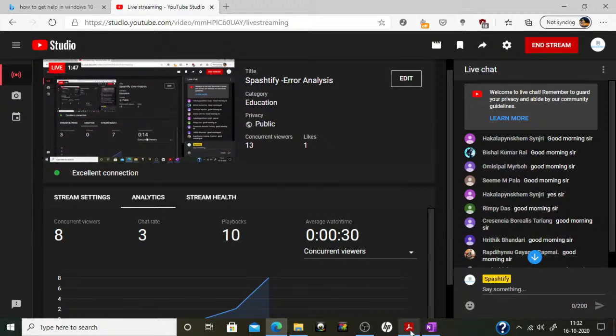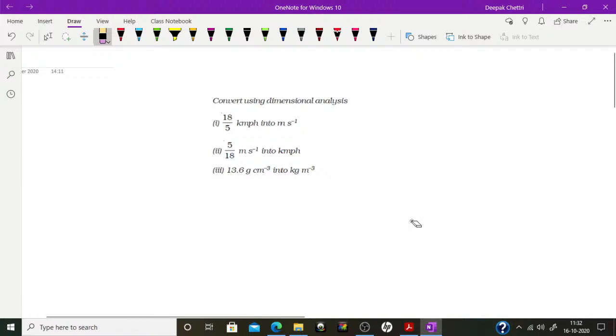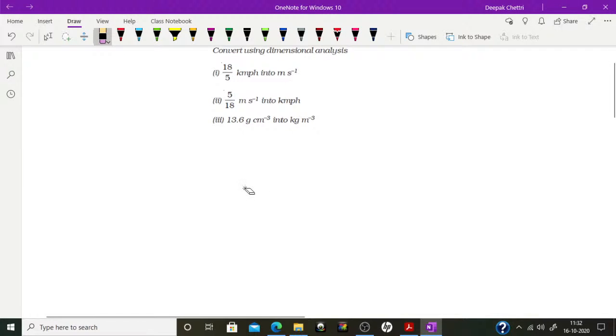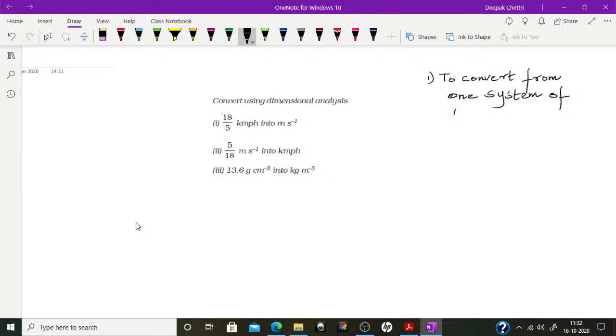Okay, so we will do some problems based on the things that we studied last time, right? If you remember dimensional analysis and if you have gone through the video, dimensional analysis has three uses. We have studied three uses for them. One is to convert from one system of units to another, right? This is the first use.